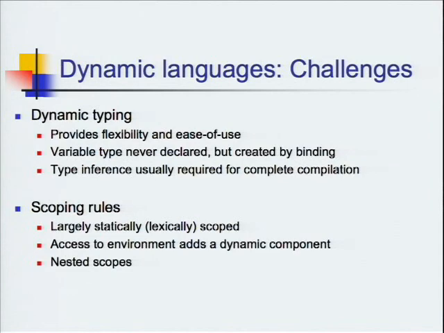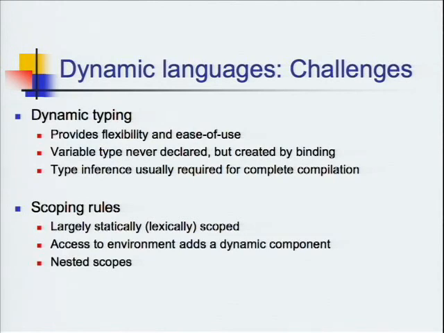However, the variable types are never declared. They are created by binding. So in Python, you create a variable basically by assigning to it. If you want to compile something completely down to native code, usually you need some sort of type inference. So you'll have to figure out at least some information about whether something's an integer, a float, or all kinds of other types. With Python being object-oriented, this becomes more interesting.